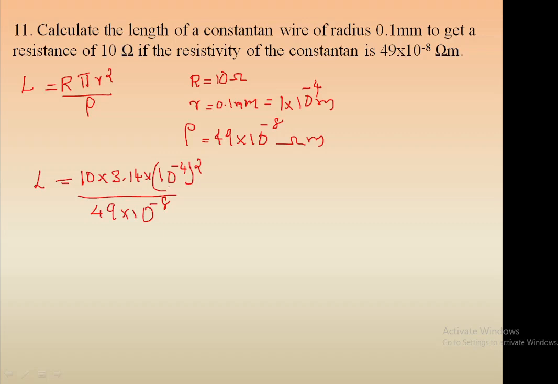So after the calculation, you can have the value of the length of the constantan wire is equal to 0.64 meter.